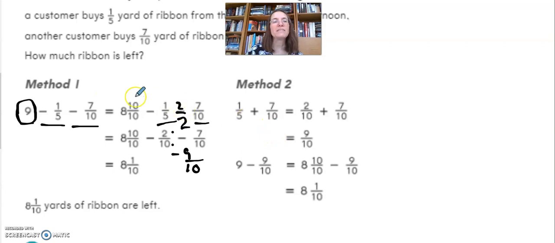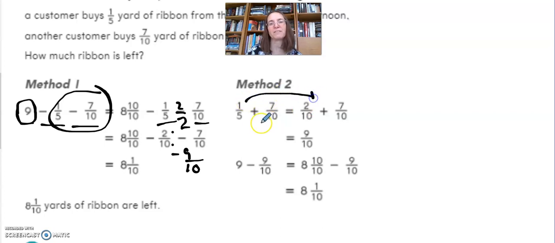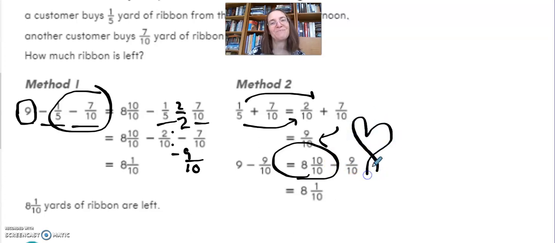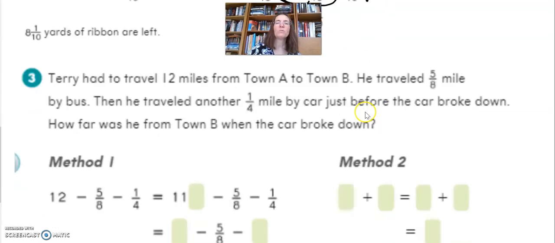Now, method 2 is to take these two groups here and put them together and say, okay, I'm changing 1/5 to 2 tenths. Same as we did on the last problem. 2 tenths plus 7 tenths becomes 9 tenths. And then I do the regrouping and kind of subtract it all at once. Now, I'm going to draw a little heart next to this because I love it best. But if you like this way, and I want you to try that way, just like I had to try that way, then do.